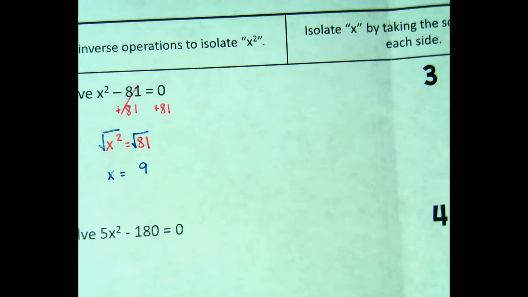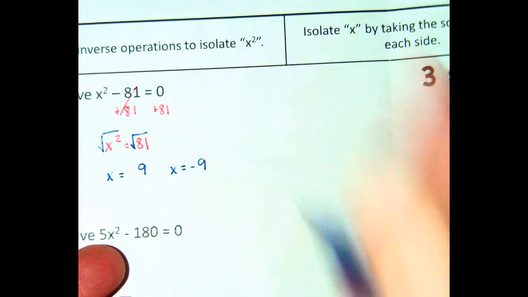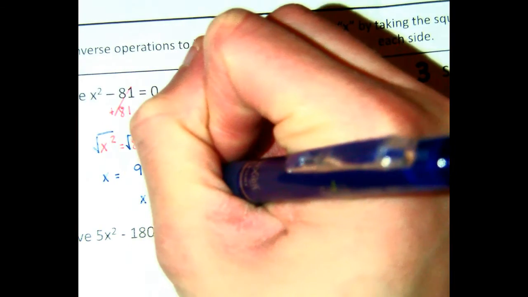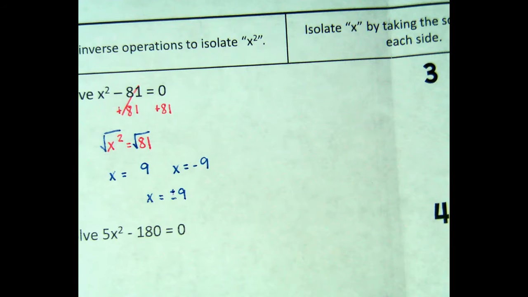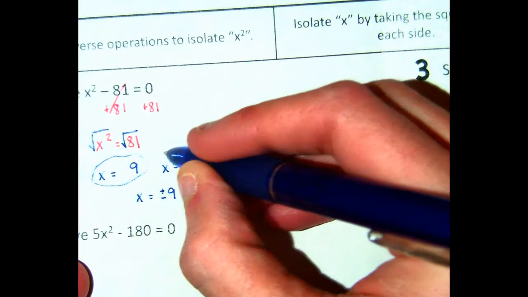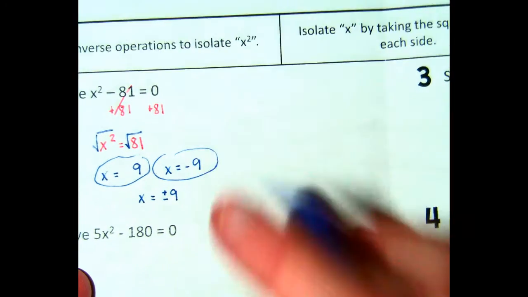So x equals 9. What did I already forget? I also need a negative 9. Because 9 squared is 81, but negative 9 squared is also 81, okay? Sometimes you will see it written this way, and you can write it this way. That means x equals both a positive and a negative 9. So you will see it either written as two separates, or as this one together, but all of that means the same thing.